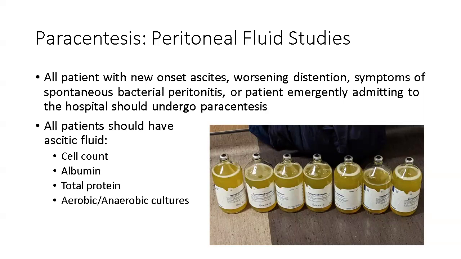And then you'll look at the appearance of the fluid. Simple straw-colored fluid is our typical ascites. If it's cloudy or milky, that may be associated with infection. Bloody fluid is often concerning for malignancy. Milky or whitish fluid can be a chylous ascites. So you can gain a lot from the appearance of the fluid in addition to those studies.